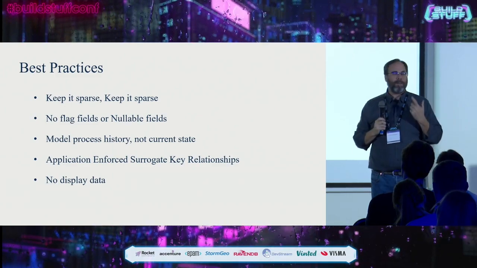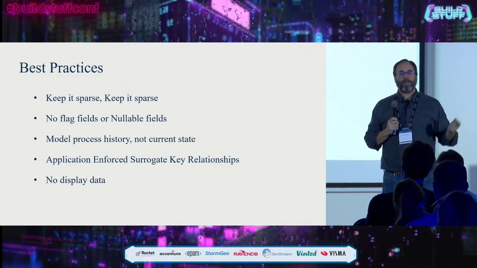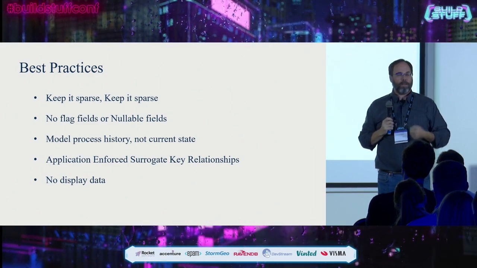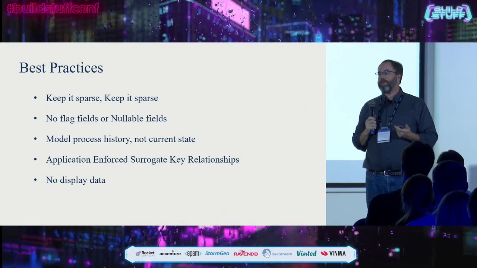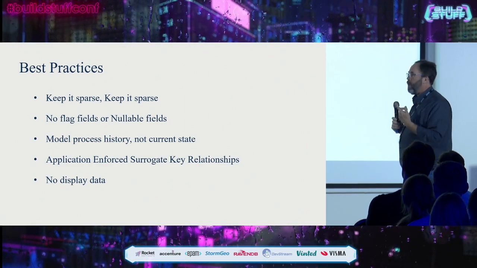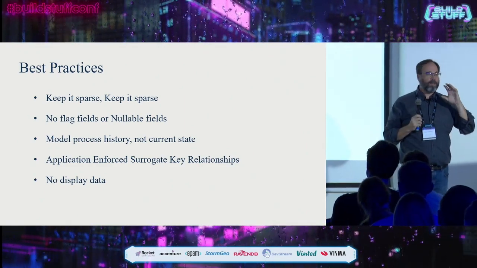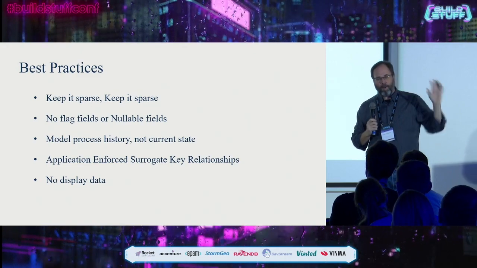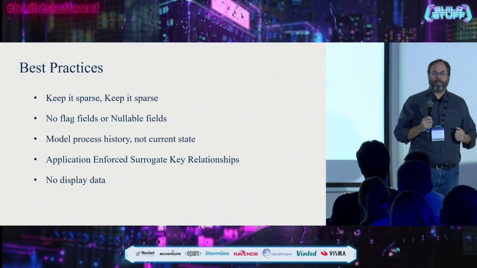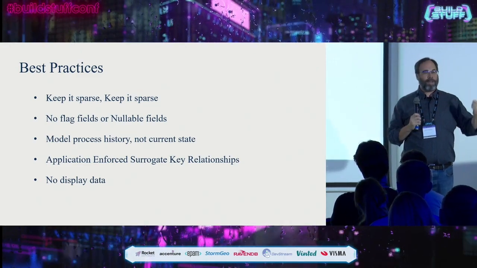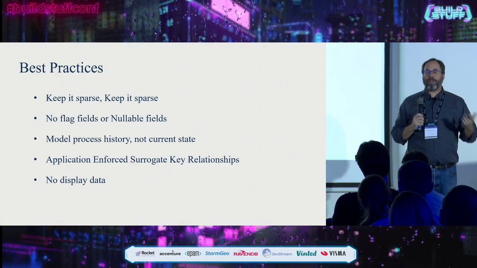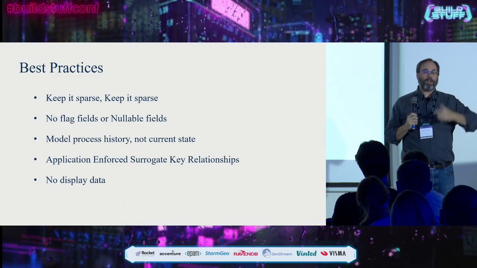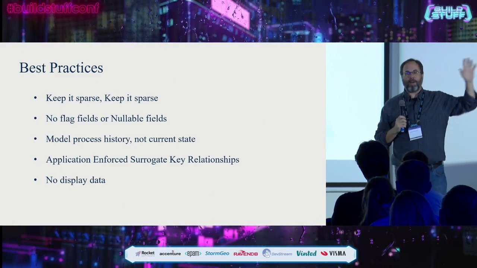Application surrogate key for you. Basically use keys. Use the customer ID. Use a surrogate key. Don't use a natural key. Enforce those in the application. And don't put any display data in your events. Pull that in through other sources. Don't put the customer name in an invoice paid event. Right? Just as I need to show the customer name, I should pull that from the customer table that owns that data.